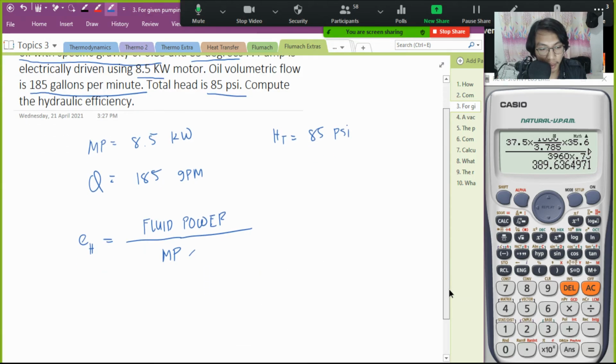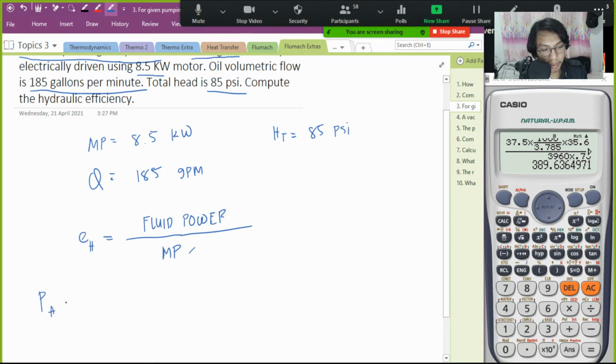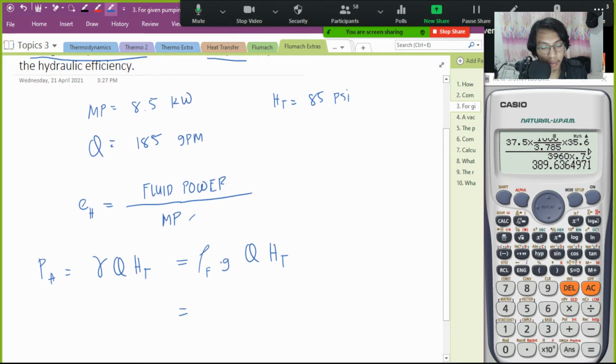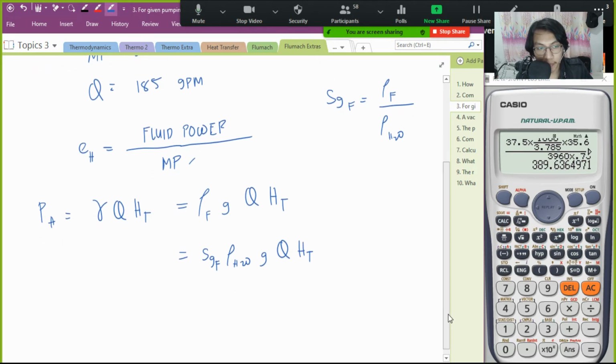Ano po ba ang formula ng fluid power? Hydraulic power, okay? Equal yan sa gamma Q head total. But your gamma is equal to the density ng fluid times gravity times Q times head total. Ang problema, wala kang density ibinigay dyan. SG lang ang binigay, okay? Di ba ang SG ng fluid mo is equal to the density ng fluid divided by the density of the relative substance which is water? So that is equal to SG ng fluid, density ng H2O, times G, Q, and HT. Ayan na yung fluid power mo. So, pwede na natin makuha hydraulic power.